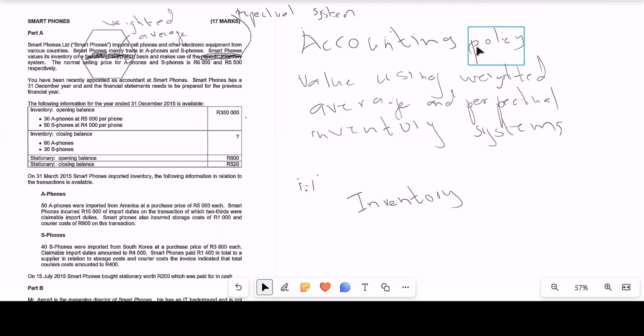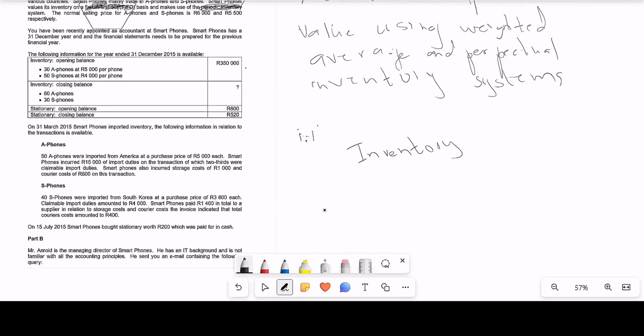I'm going to be a little bit quick with this one because we already read through the question in part one. So I'm just going to immediately start doing the calculations to show you the difference between the periodic and the first in, first out and the weighted average. I'm going to be quick so that I don't take too much of your time.